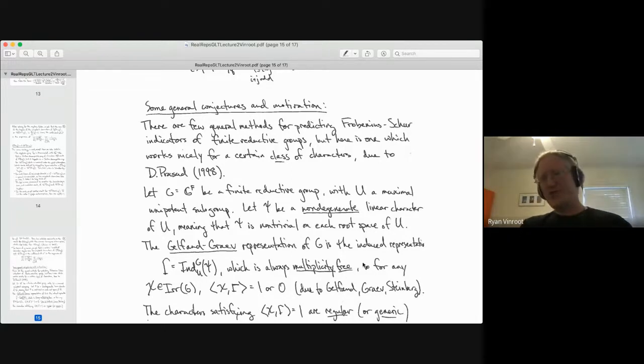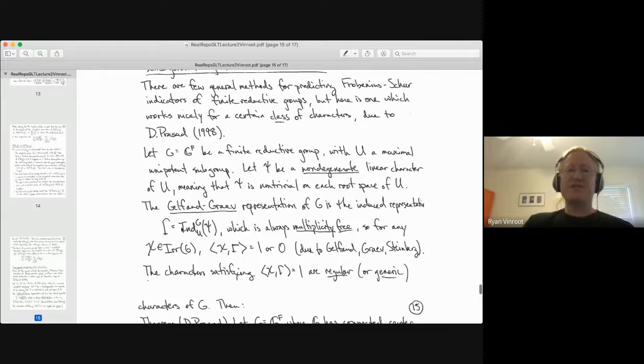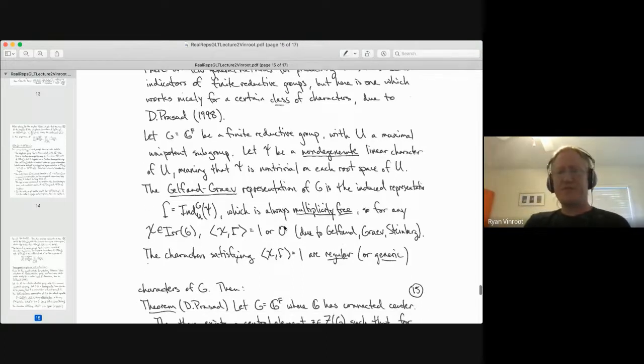It was first noted that this was multiplicity-free by Gelfand and Graev, hence the name. Steinberg went back and proved that this is always multiplicity-free no matter what type of group. And the characters that appear with multiplicity 1 in here have a few names. They're called regular characters. They're called generic characters in the p-adic sense. This plays a very important role in the representation of p-adic groups.